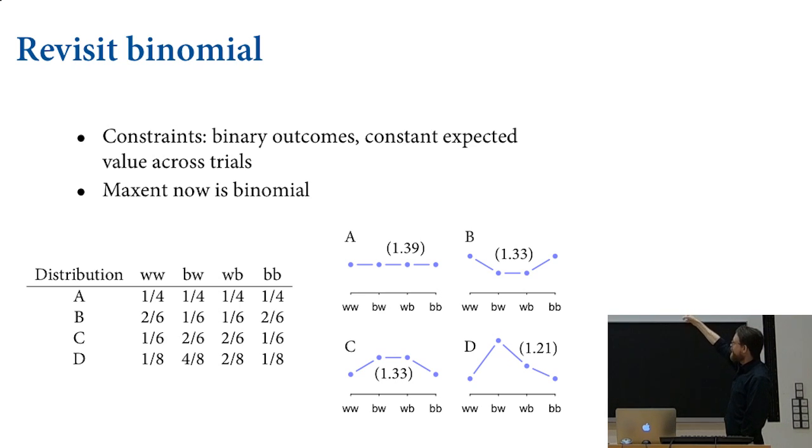Has the same expected value, but it has way lower entropy. The binomial has the largest entropy of any distribution consistent with that constraint that the expected value be one blue marble. Yeah? Okay.